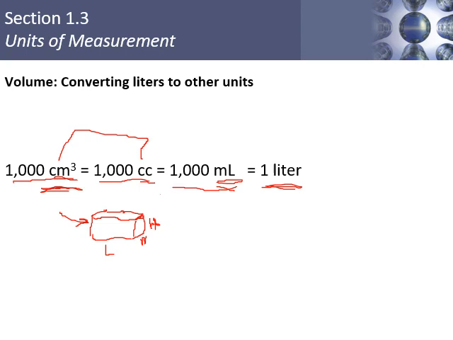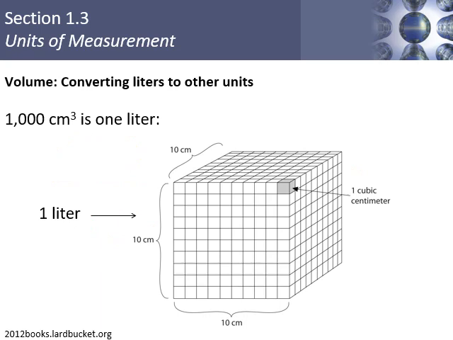Okay, now you can also take it in the other direction. What if we had 1,000 liters? Well, let's go to the next slide. Here's a picture of the centimeters to the third. Each one of these little tiny boxes is 1 cubic centimeter, 1 milliliter. If you have 1,000 of those, you've got 1 liter.